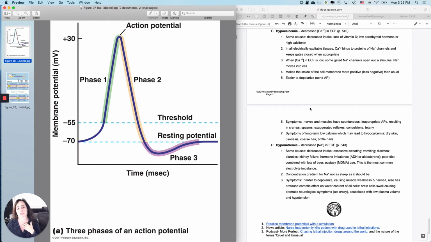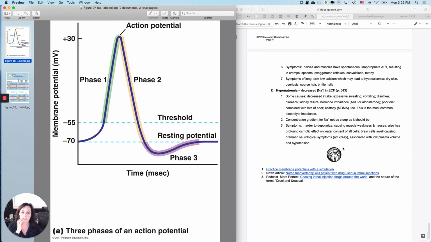What are some symptoms? Nerves and muscles will have spontaneous inappropriate action potentials. So you can get cramps and spasms and exaggerated reflexes. You can even get into serious convulsions and tetanic contractions in which your muscles cannot contract. And this, in certain really serious situations, can be deadly. What are some symptoms of long-term low calcium that can lead to hypocalcemia? Well, dry skin, psoriasis, coarse hair, brittle nails, but these are also symptoms of just living here in the desert, so it doesn't mean we all have hypocalcemia.